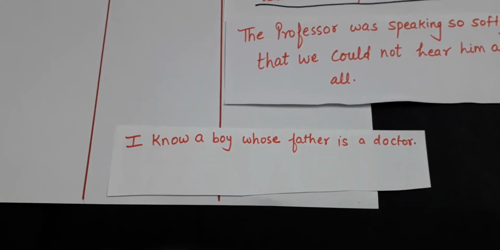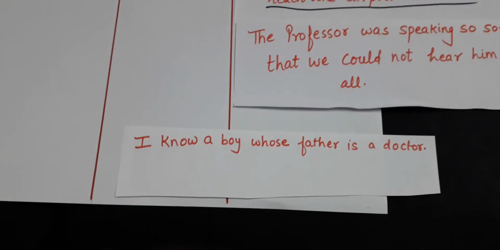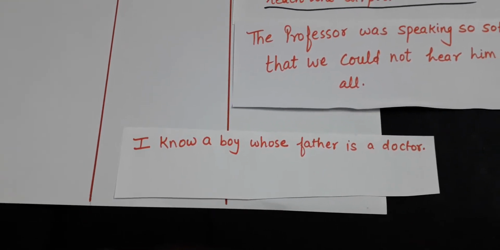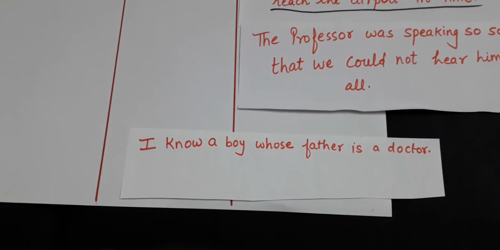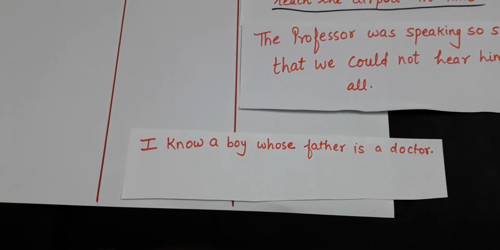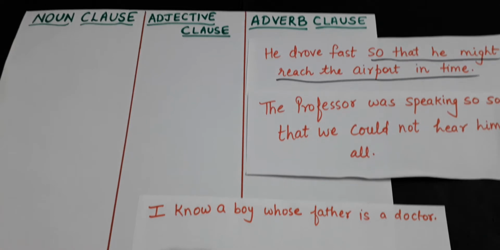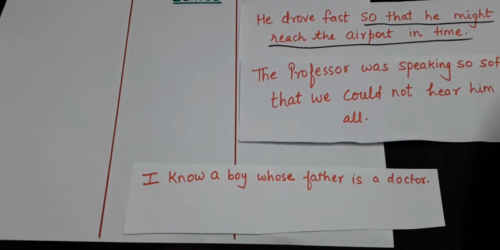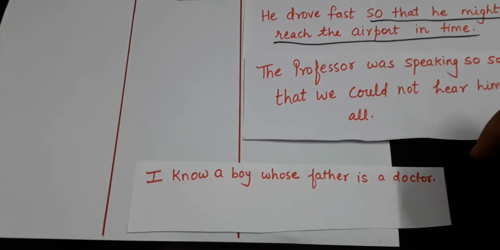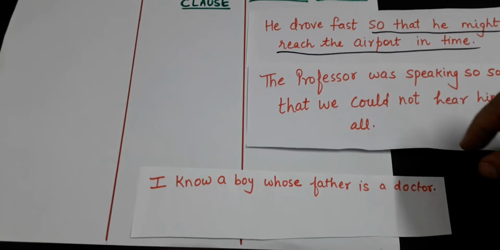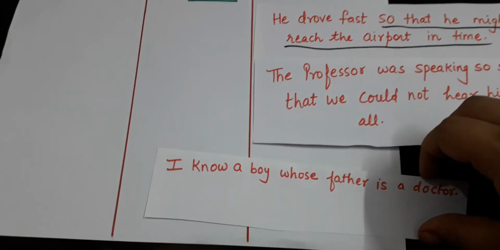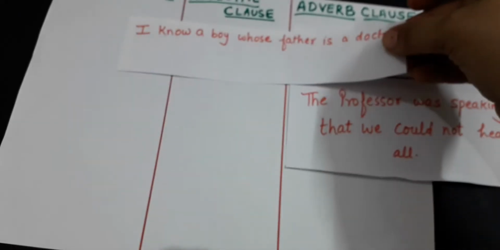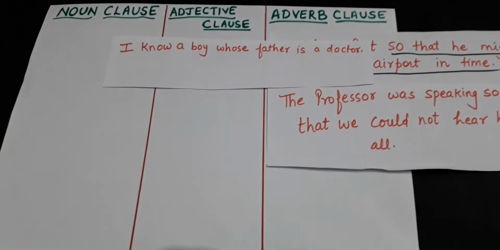Like this, next sentence: I know a boy whose father is a doctor. Now here it is describing the boy, whose father is a doctor, and the describing words are an adjective clause. So whose father is a doctor is which clause? Yes, adjective clause. So this sentence will be written in the column of adjective clause.